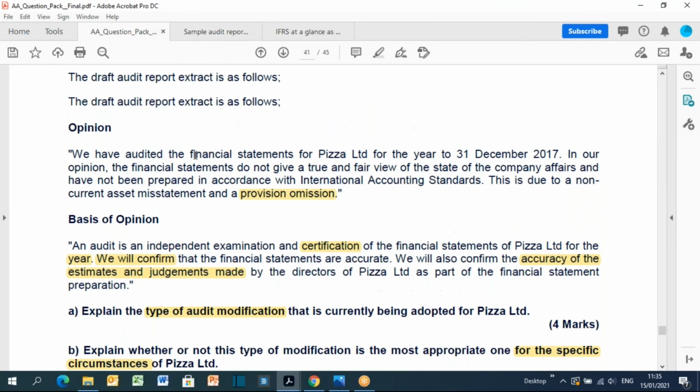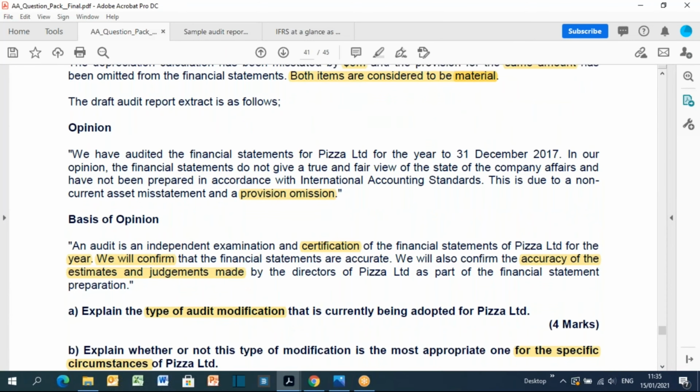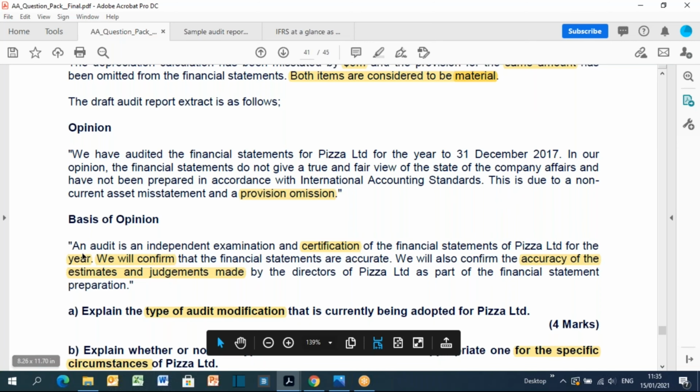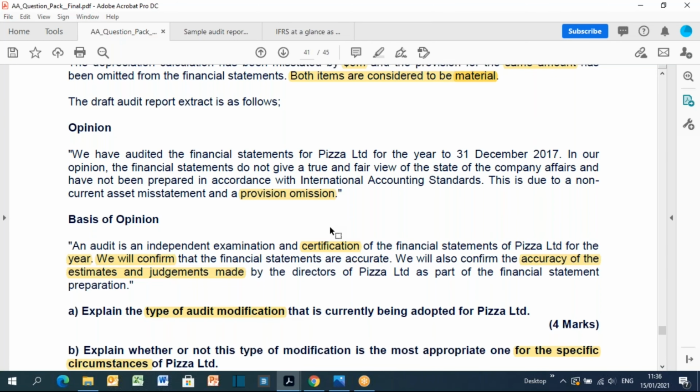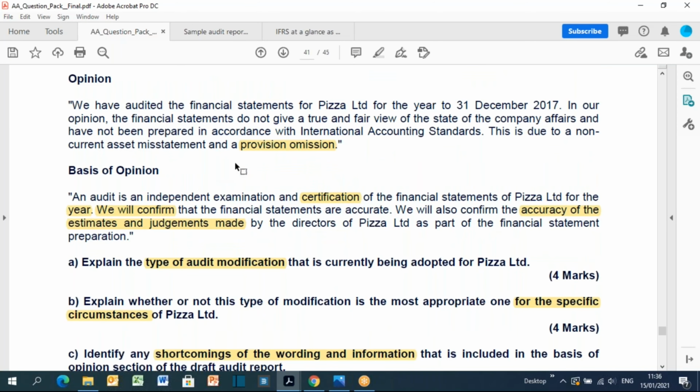If we look at our example here, it says an audit is an independent examination and certification of the financial statements for the year. It does not give the year end, which is wrong. And again, it uses the word certification, which is not appropriate, because as you know, the auditors are not checking 100% of the transactions in the financial statements. You cannot say with certainty that everything is good, that we confirm that the financial statements are accurate. Again, you cannot confirm anything, because you're not checking all the transactions, you're not 100% sure.